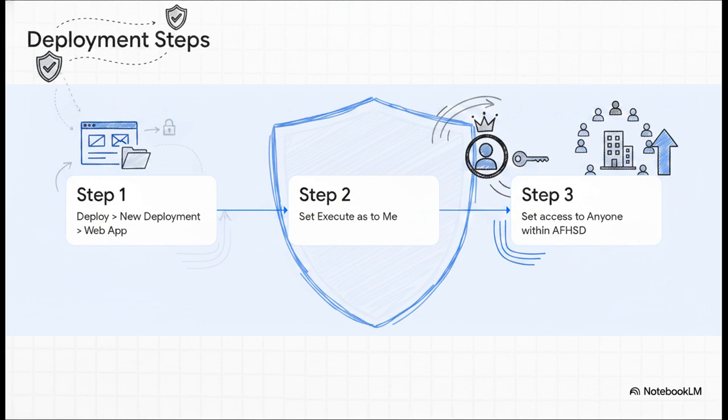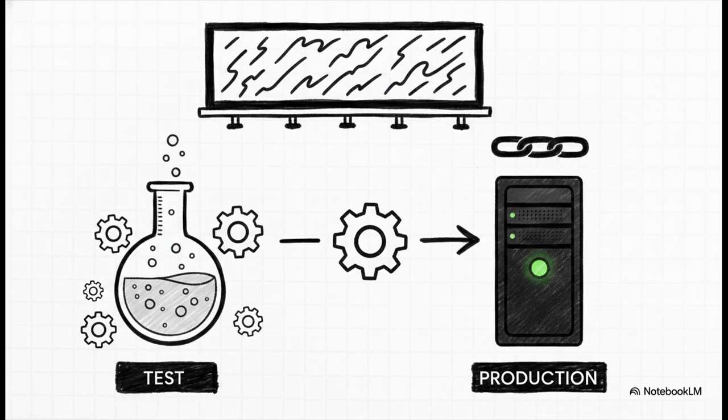services. And Step 3, set Who has access to anyone within AFHSD. This right here is what restricts access exclusively to authenticated district accounts. Follow these 3 steps, and your app is both secure and functional. As you continue to improve your tools, you've got to keep this core principle in mind: keep production stable. Your deployment URL actually doesn't need to change when you push out new versions. Instead, you just update your production deployment to point to the new version, and your users keep using the exact same URL they always have.